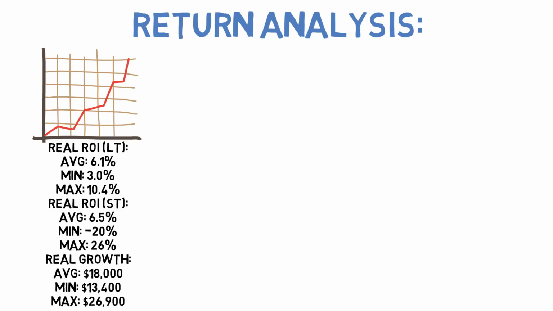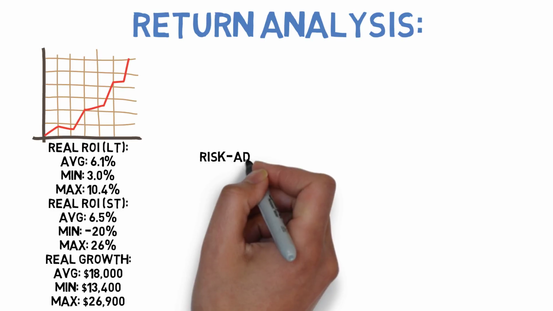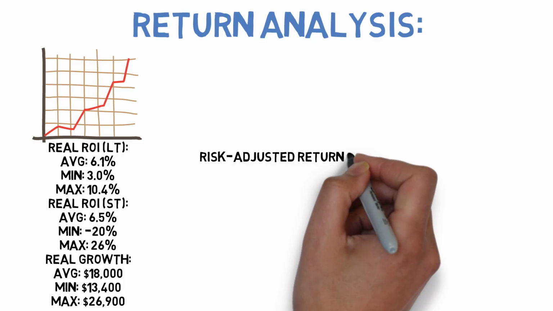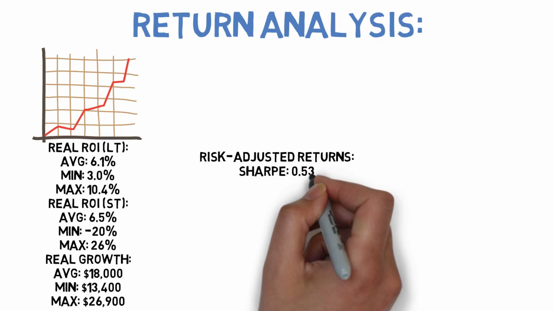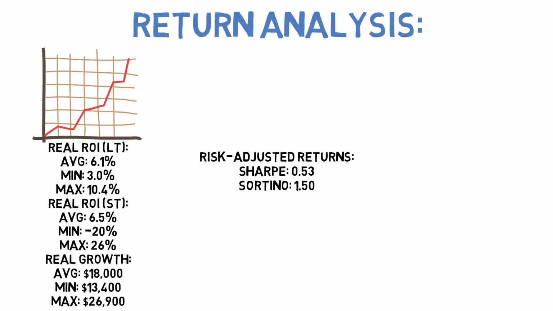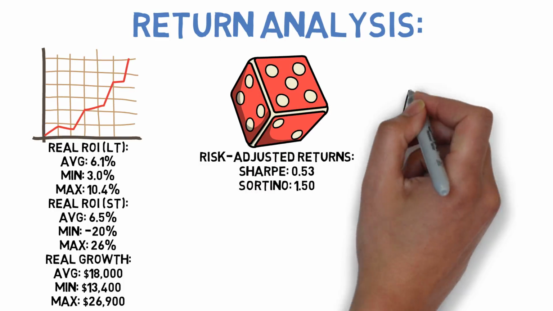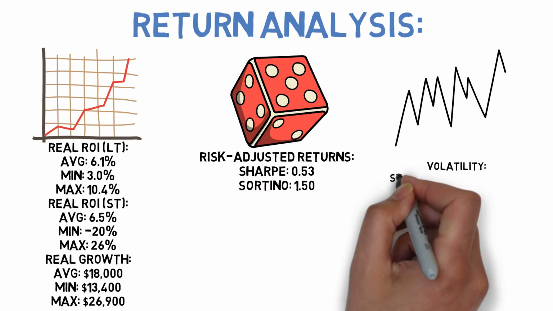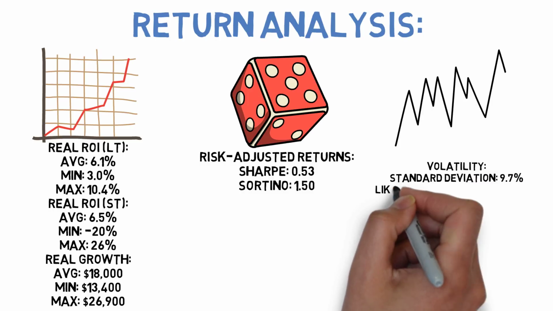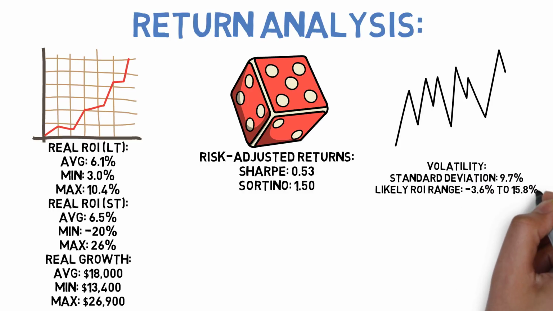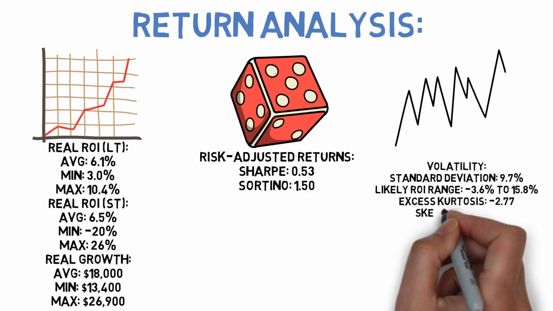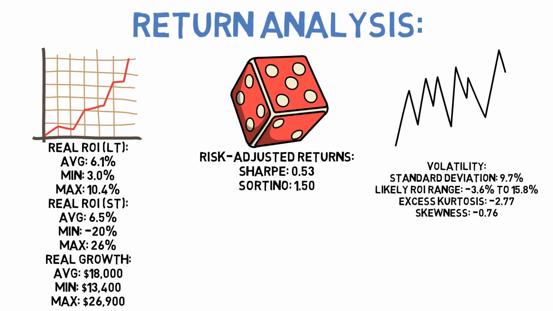In any given year, the returns have been as high as 26% or as low as negative 20%. On average, they've hovered around 6.5%. The Sharpe and Sortino ratios for this strategy were 0.53 and 1.5 respectively. The average 10-year standard deviation of returns for the global market approach was 9.7%, which means that in any given year, we can expect that most of our returns will fall somewhere between negative 3.6% and 15.8% with this strategy.